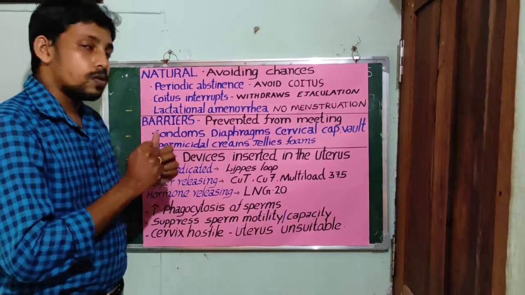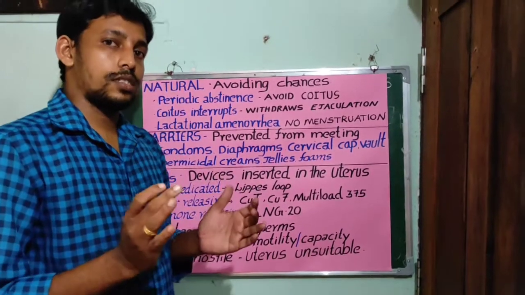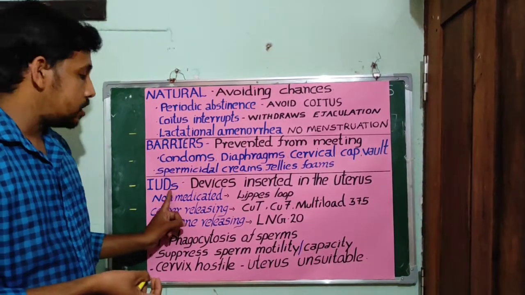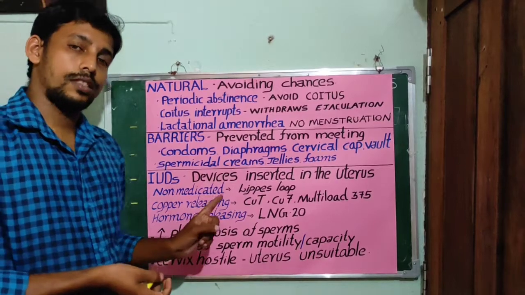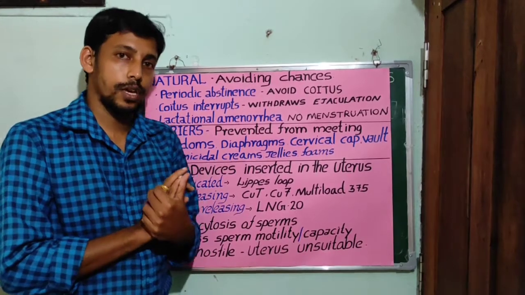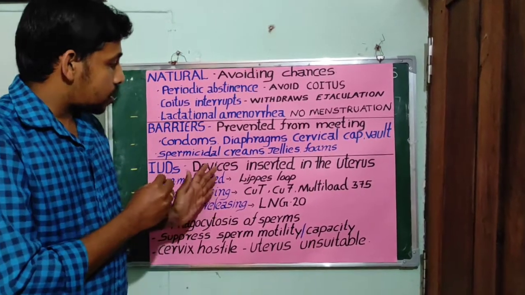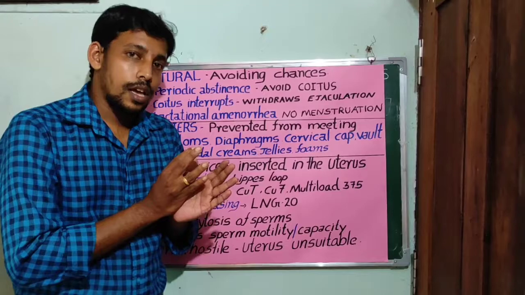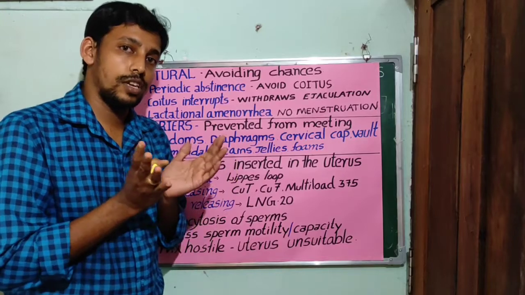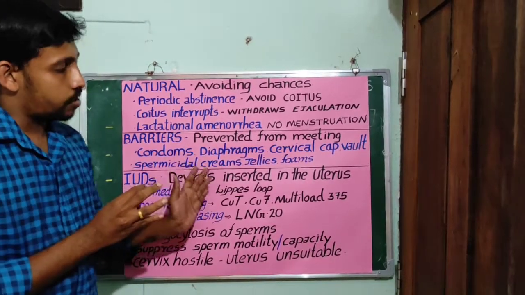Okay, now we are moving to the next type of contraceptive method: IUDs, or intrauterine devices. This is one of the most commonly used contraceptive methods in India. As the name indicates, these are devices which are inserted in the uterus by doctors through the vagina.